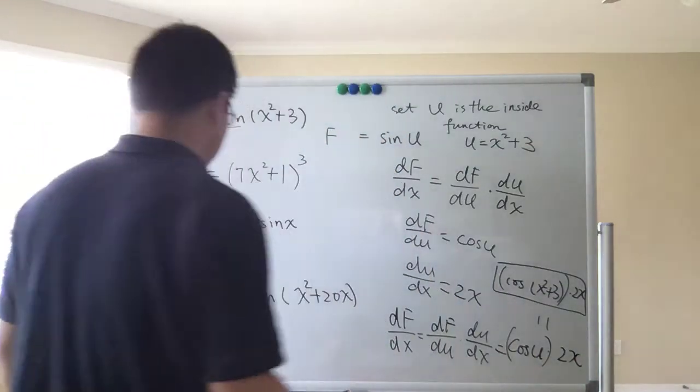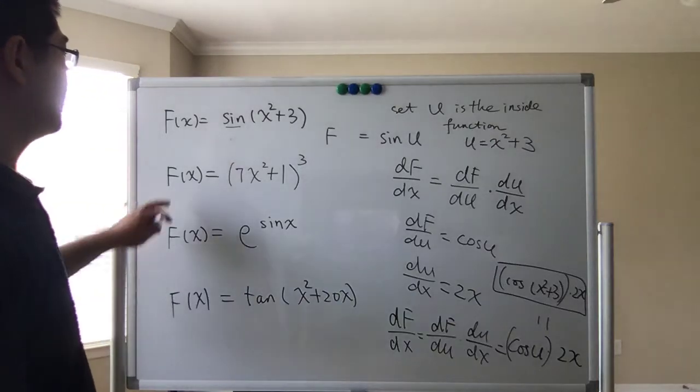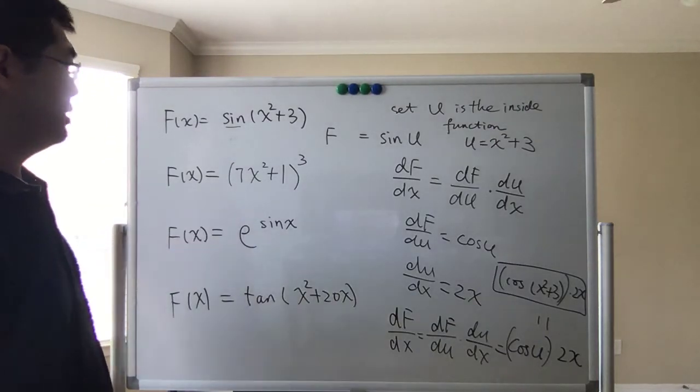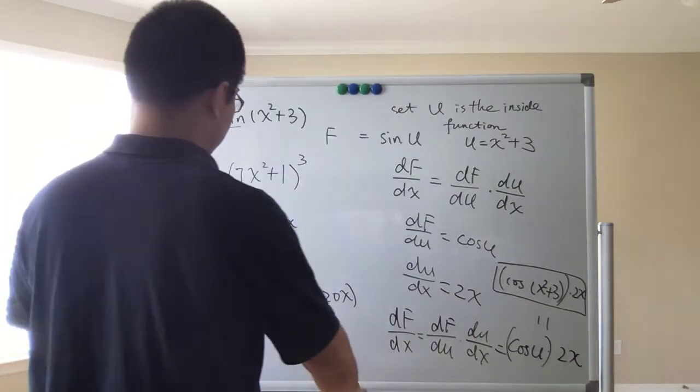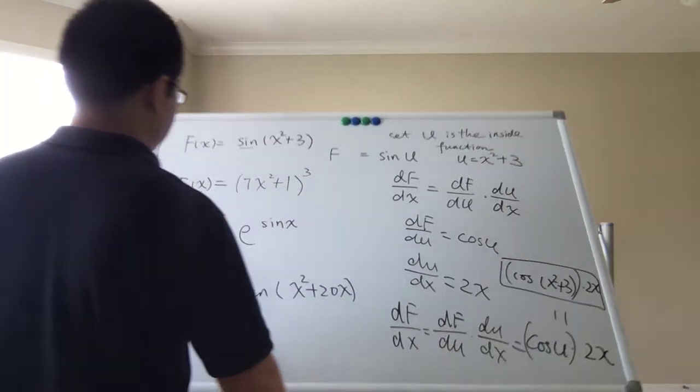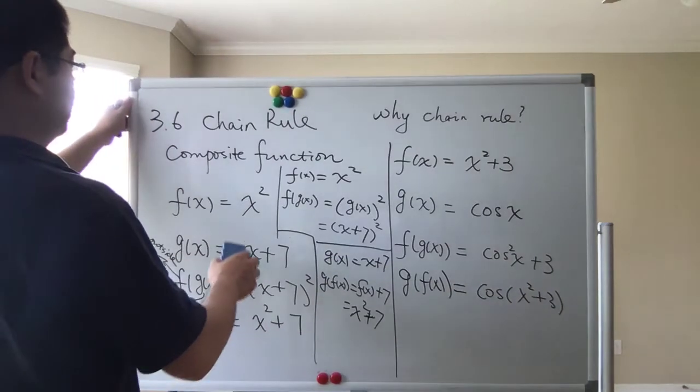So okay, this is the first one. Now let's talk about the second one. F of x equals 7x squared plus 1, cubed. Let's use the other one.